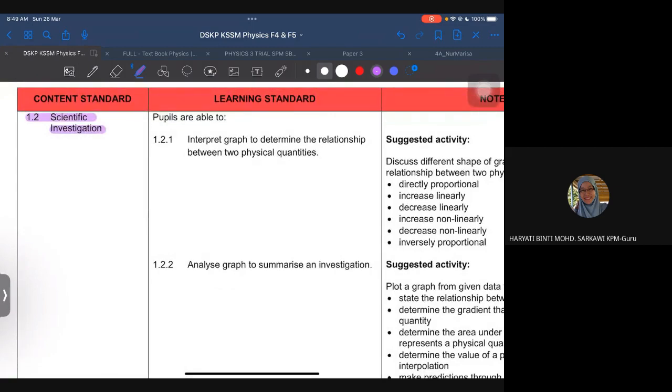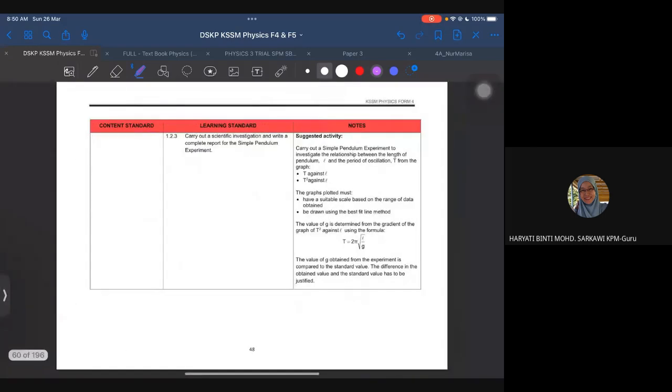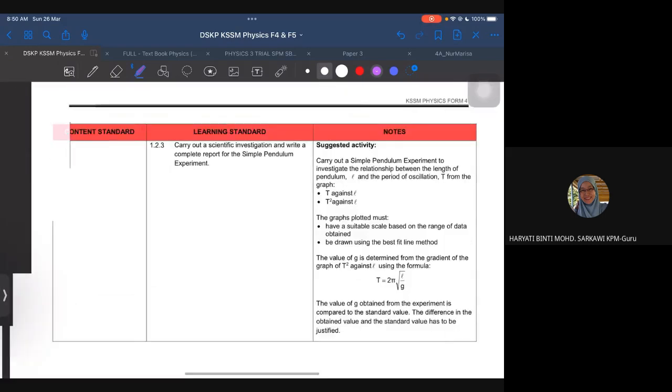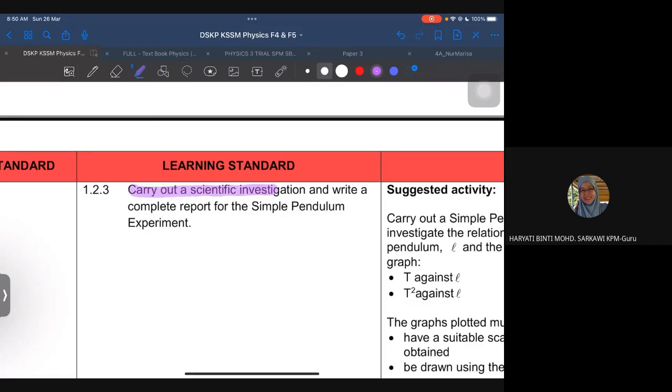Number one, students are able to interpret graphs to determine the relationship between two physical quantities. Second is to analyze graphs to summarize an investigation. And the third one is to carry out scientific investigation and write a complete report. For the first experiment, we'll be doing the simple pendulum experiment. But with this knowledge, you actually can do a more scientific investigation.